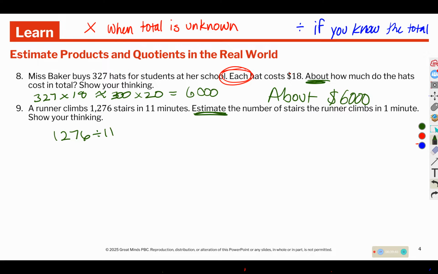11 can be rounded down to 10. And 1,276 would round up to 1,300 if we're rounding to the hundreds place. Remember, I made an approximation from this step to this step, but now I'm going to solve this one exactly as it's written. So now I get to use the equal to symbol. 1,300 divided by 10. I get to divide out a 10. So I'm left with 130 stairs each minute.